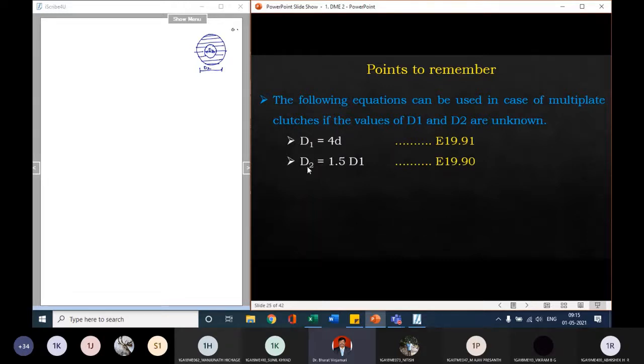Since D1 and D2 are required, you will make use of equations 19.91 and 19.90. Now listen guys, in 19.90, as I have already discussed in the previous classes, for multi-plate clutch we are trying to take half of the average values. In the data handbook, if you take the average, this value will be 3D1, but I want you to correct yourself: this value will be 1.5 times D1. And most important now, because based on this only the entire problems will be there. Now try to see it.